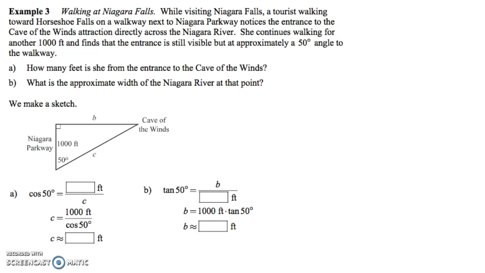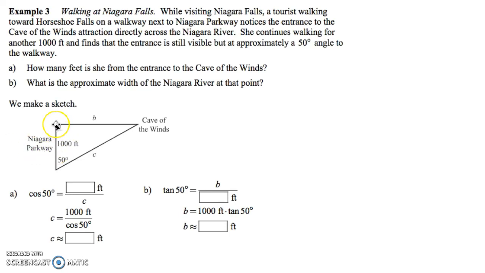Walking at Niagara Falls. While visiting Niagara Falls, a tourist walking toward Horseshoe Falls on a walkway next to the Niagara Parkway notices the entrance to the Cave of the Winds attraction directly across the Niagara River. She continues walking for another 1,000 feet and finds that the entrance is still visible, but at approximately a 50-degree angle of the walkway.